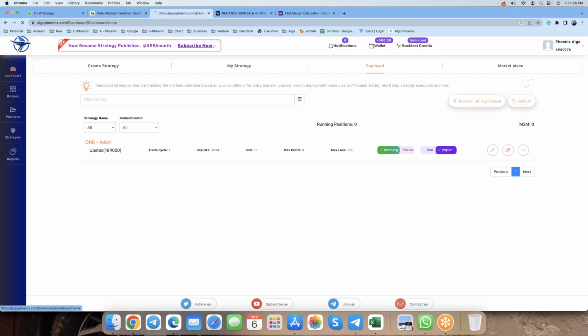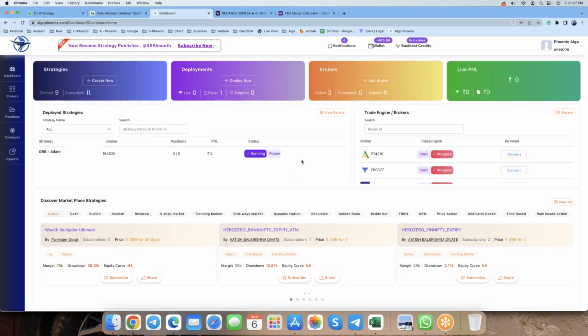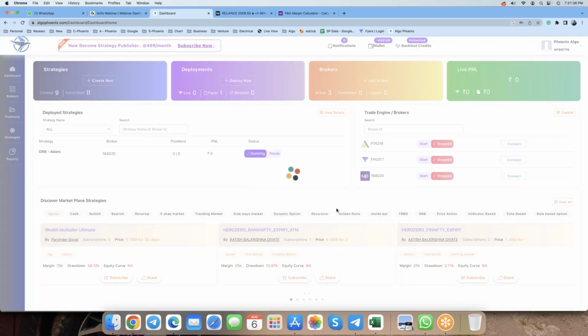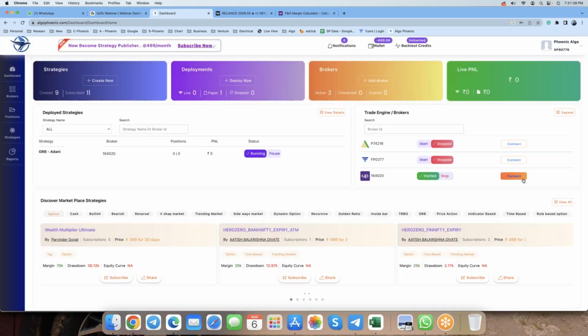Okay, then this is the broker, which broker? Upstox. I'll go and connect the broker tomorrow morning and start the trading engine. Then automatically the system will start. I have to connect the broker. I'm not connecting it now. Tomorrow I'll connect the broker. I start the trade engine. The system will start trading on paper trade on this.